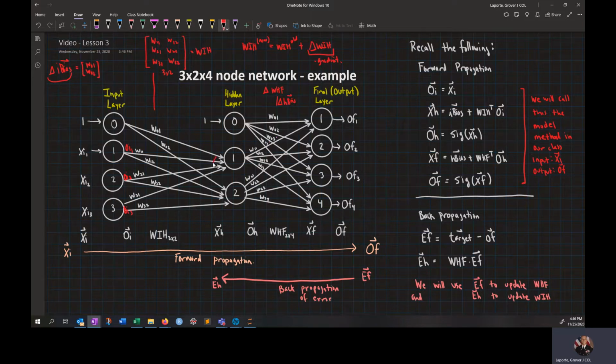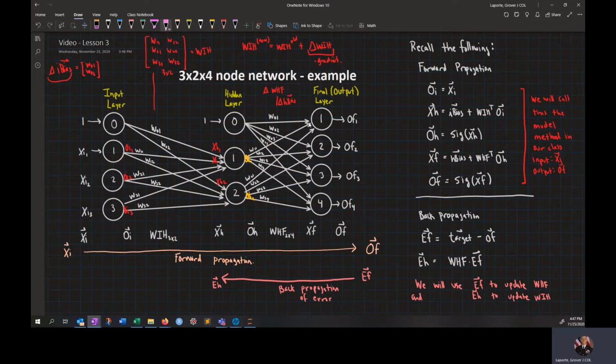And then the next part is, how do you get XH1 and XH2? How do you get these two numbers? That's just the I bias, which is W01 and W02, plus the transpose of WIH times OI, so times that vector there. And that's how you get XH. Then I get OH1 and OH2. Well, how do you get those two? You simply take the sigmoid function in order to get that.